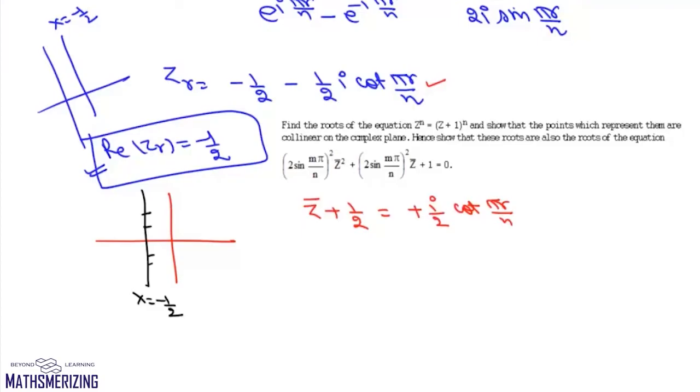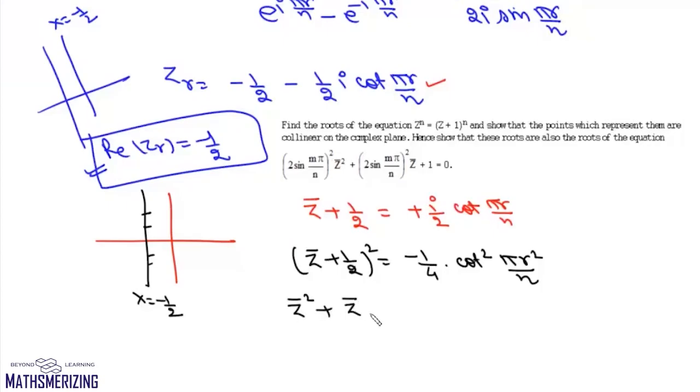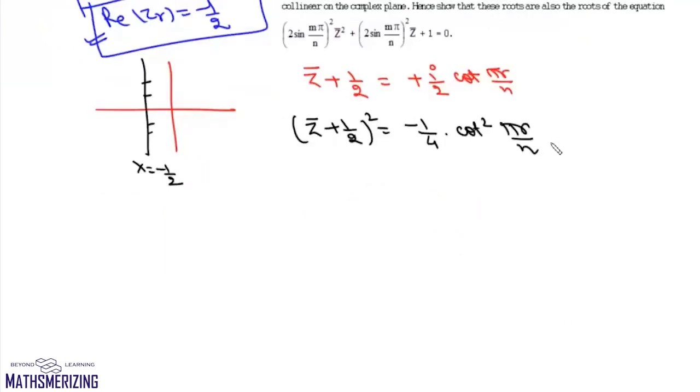Now we square both sides, we'll write (z bar plus 1 by 2) square equals iota square, which is minus 1, so it'll be minus 1 by 4 cot square pi r by n. Now we'll square this left hand side, we'll get mod of z square plus z bar plus 1 by 4, and here will be minus 1 by 4 cot square pi r by n.